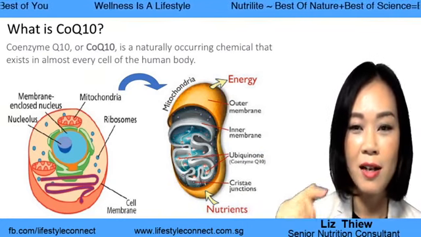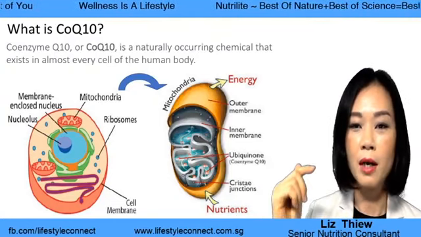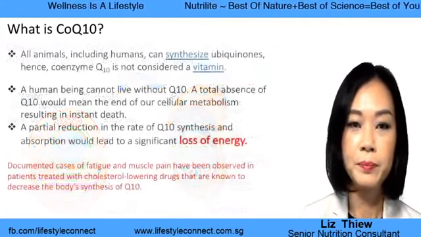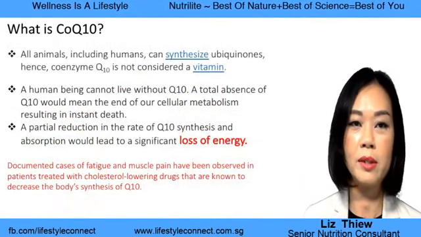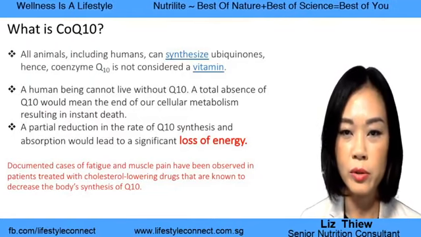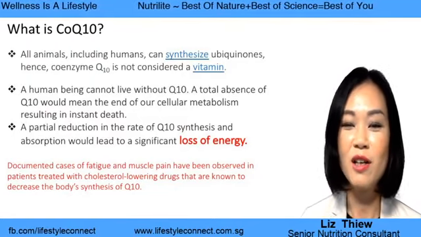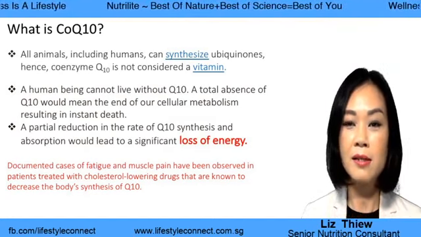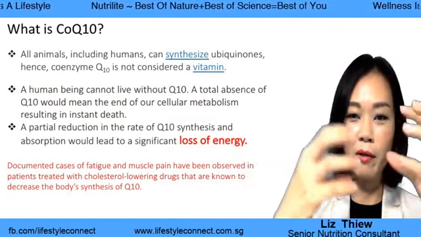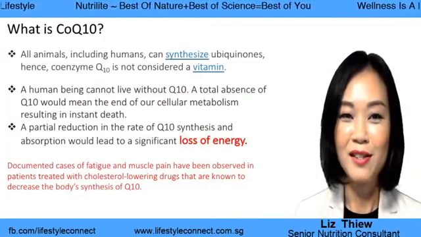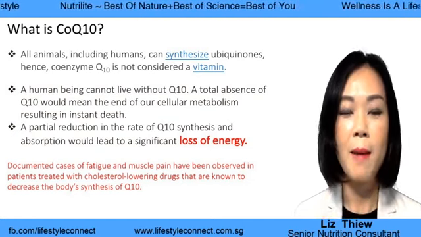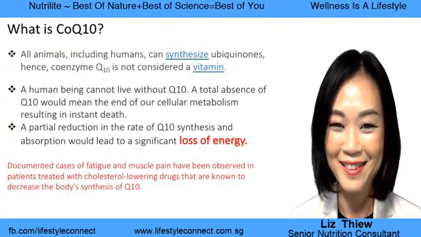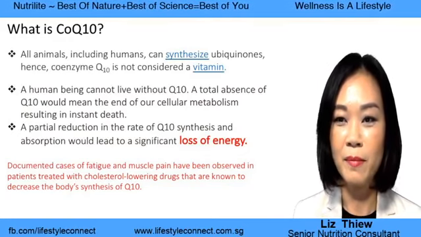So it is not just a name for supplements, but it is actually a substance, a naturally occurring chemical inside all our body cells. Okay, so in all animals, including humans, we can synthesize ubiquinones. Ubiquinone is a name for coenzyme Q10. Coenzyme Q10 is a short form for ubiquinone, okay? Humans can synthesize, which means that we can take a few ingredients and create a new substance. This is what we call synthesize. So our body can produce coenzyme Q10, so that's why it is not considered a vitamin. Okay, it's not considered a vitamin because it's not vital, right?